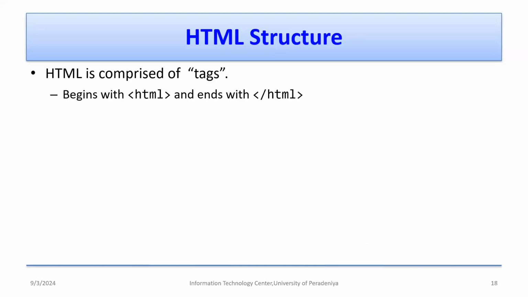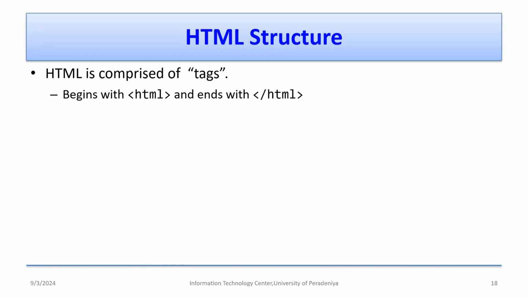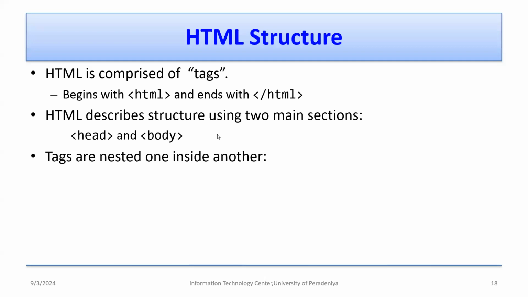HTML is a collection of tags. Basically, an HTML web page starts with the html tag and closes with the slash html tag. In an HTML web page there are two main sections, which we call the header section and the body section.